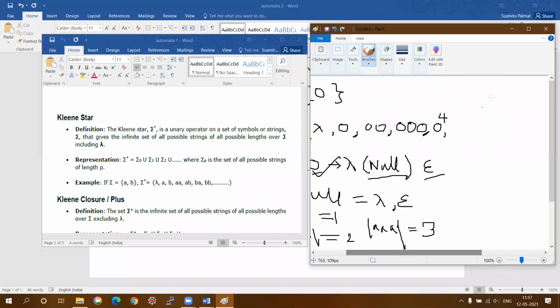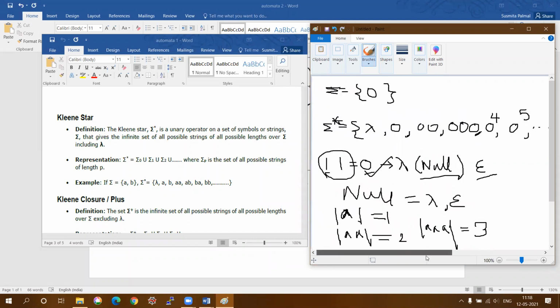So 0 to the power 5, 0 to the power 6, up to infinite. That is called Kleene star.